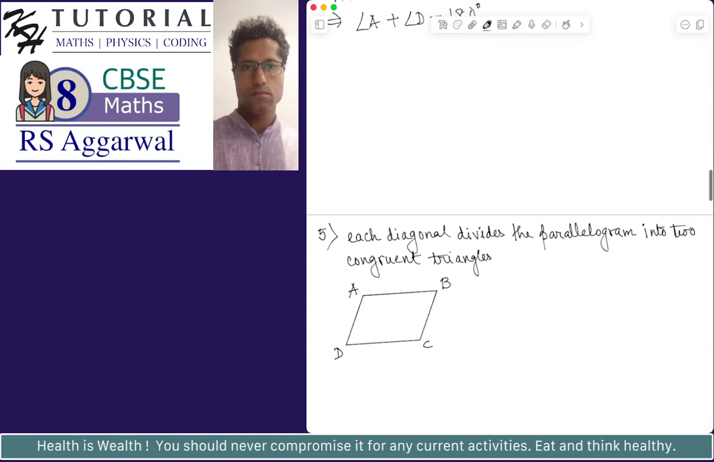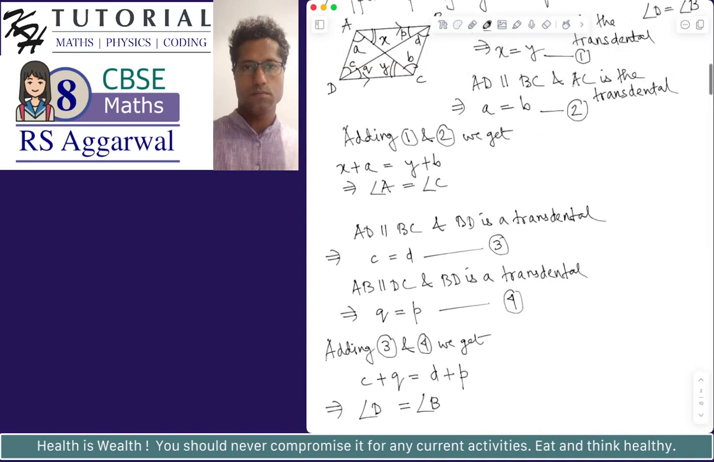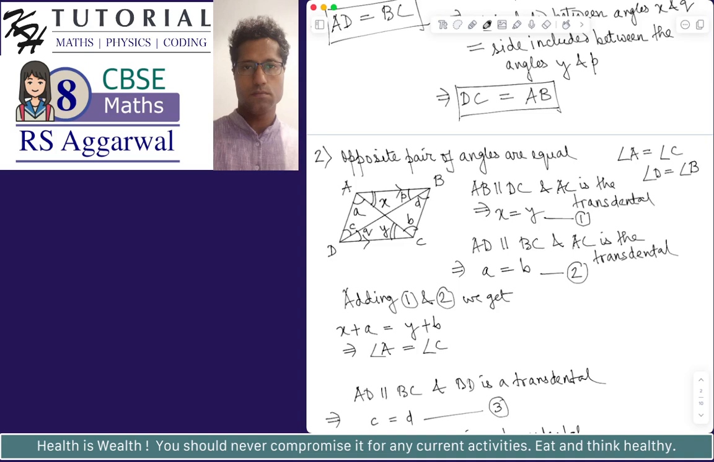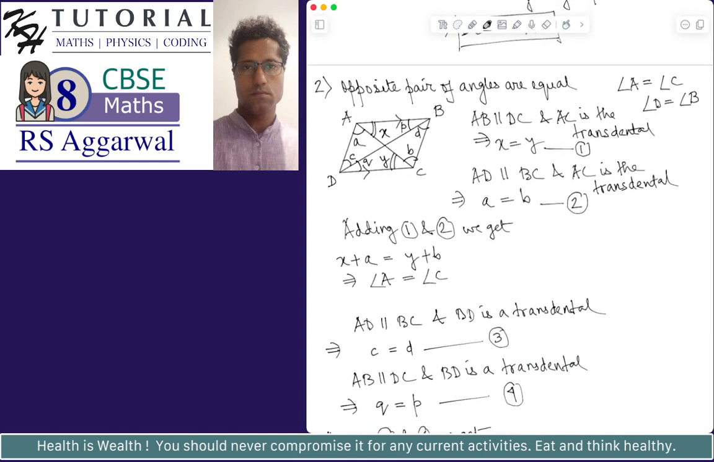Proof 5, as I said, I already did while proving property 1. That is, I already proved that the diagonal AC divides the parallelogram into two congruent triangles, triangle ADC and triangle ABC. So the other proof, that the diagonal BD will also divide the parallelogram into two congruent triangles, will be similar. I hope you can do it yourself.